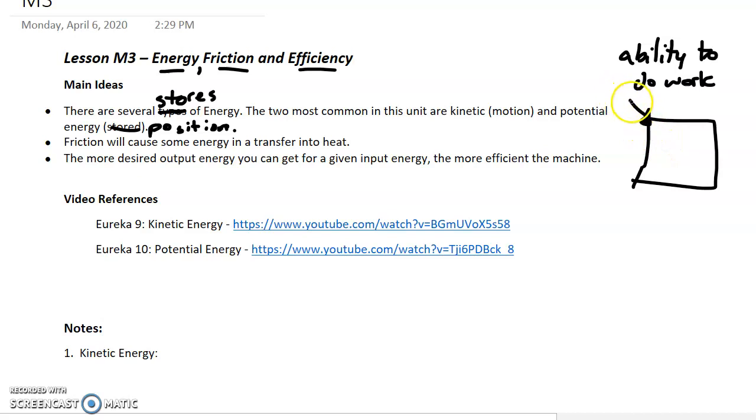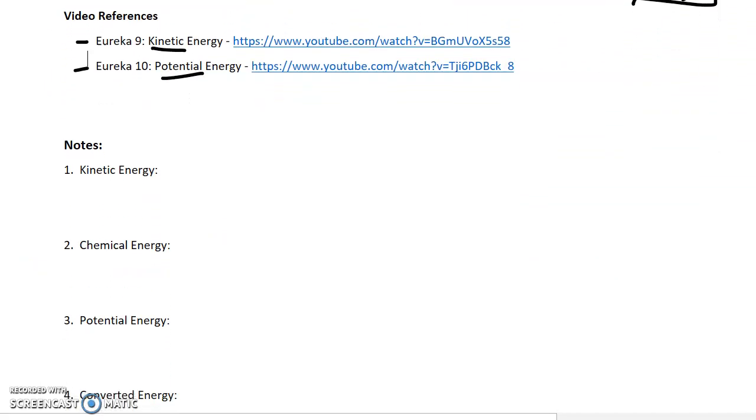Similar to that, money has many different types of currency. The value can be stored in various currency. That could be US dollars or euros or Canadian dollars. Money can be stored in different values. Energy is the ability to do work, which can be stored in different ways. The two most common are going to be kinetic and potential energy, and I do encourage you to read the Eureka videos.